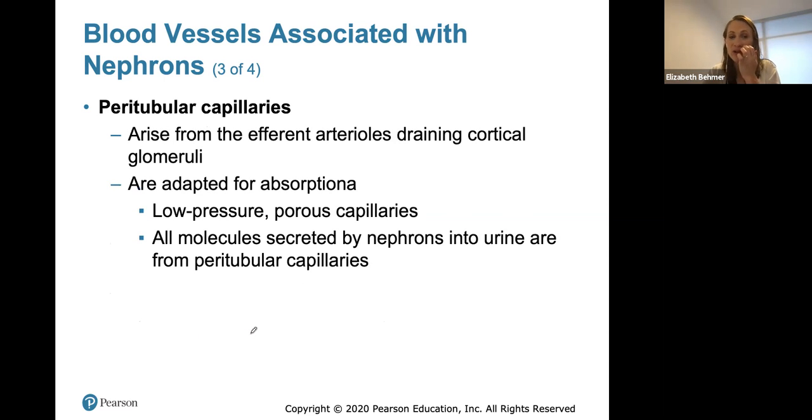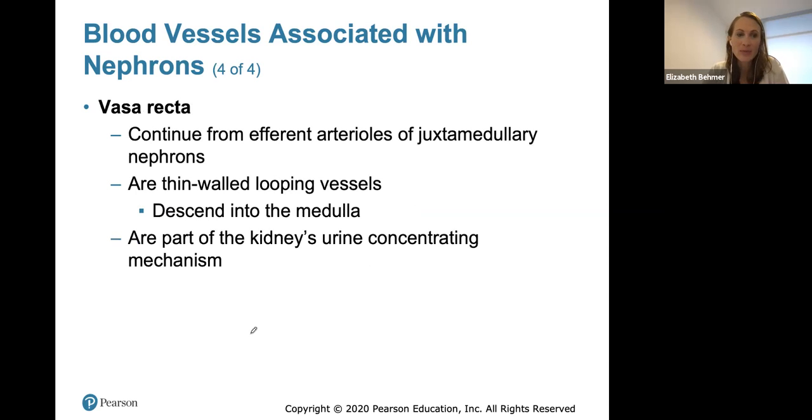The peritubular capillaries will arise from the efferent arterioles. They're adapted for low pressure, porous capillaries. All molecules secreted by the nephrons into the urine are from peritubular capillaries. And then the vasa recta continues from the efferent arterioles of the juxtamedullary nephrons.